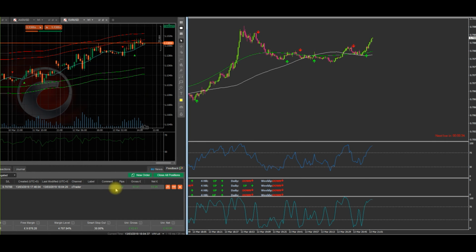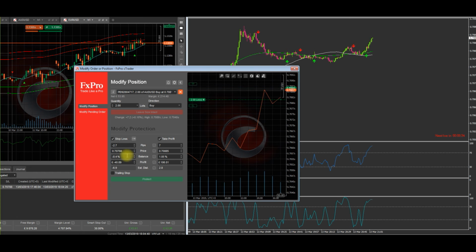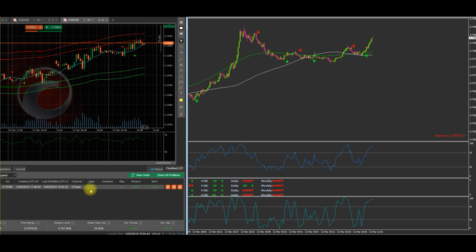So that's now protected. As you can see, hopefully this trade will continue to rise. We can hopefully get 5, 6, 7 pips out of it. And then yeah, I'll call that a day. So I'll update you on this trade.